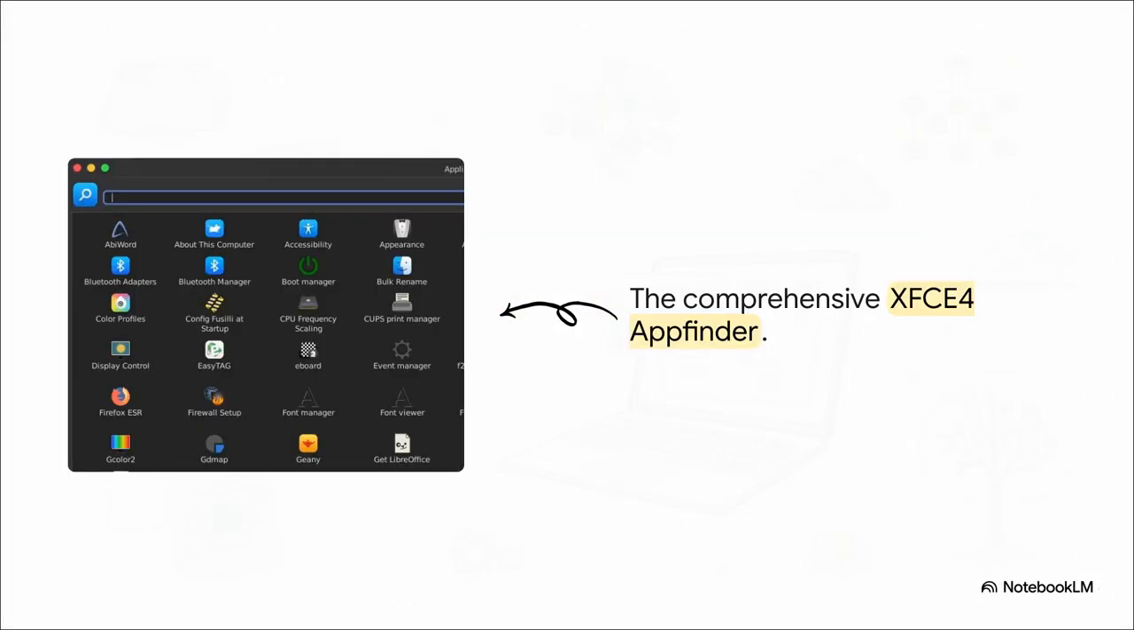Okay, if there's no traditional start menu at the bottom left and that Apple menu up top is mostly for system tasks, how on earth do I find the rest of my software? Well, the old applications menu has been completely replaced by the XFCE4 app finder. When you click that first gear-like icon down in the Plank dock, it opens up this incredibly comprehensive, visually rich grid containing all your installed software.